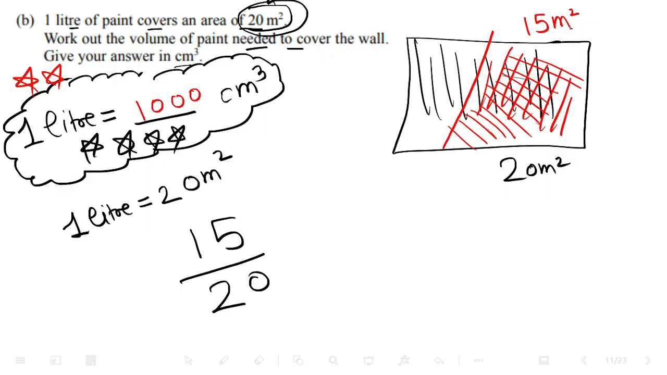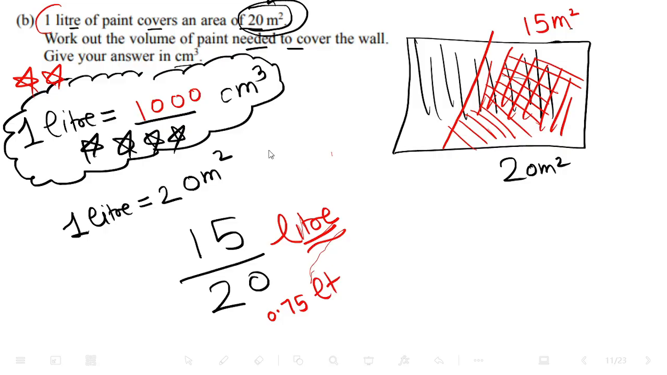So 15 divided by 20, right? This is coming in liters. I hope you can understand, because we are discussing that 1 liter is covering this. So after the fraction, we get 0.75 liter after calculation, right?